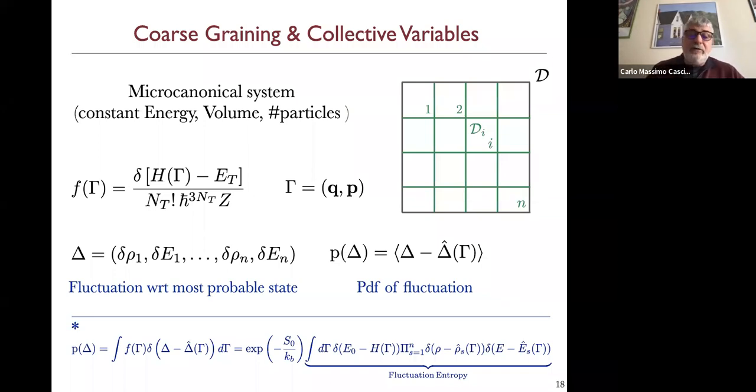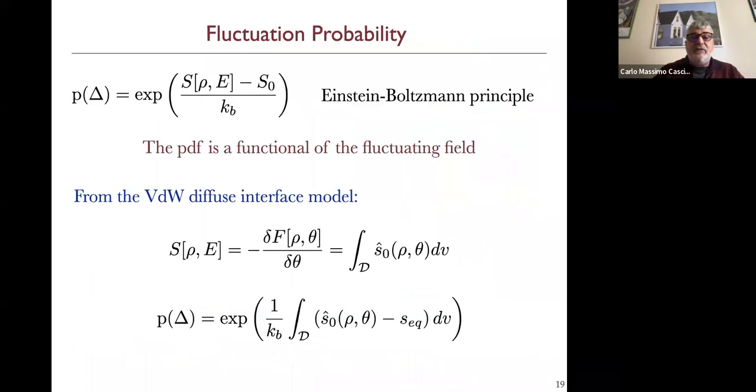Now, if you do the explicit computation, what turns out is that this probability distribution for the fluctuation can be expressed as the exponential of the entropy of the fluctuation. This is what is known in statistical mechanics as the Einstein-Boltzmann principle, and it says that the probability density function of a fluctuation is indeed a functional of the fluctuating field, expressed as the exponential of the entropy.